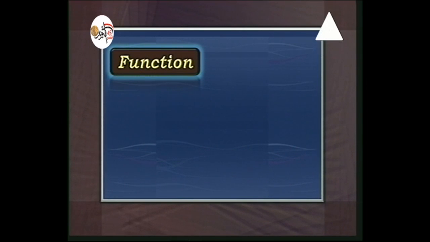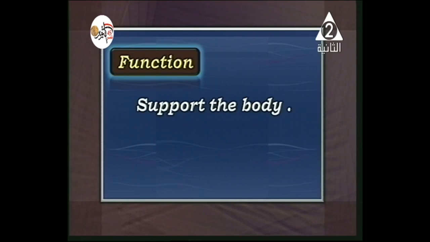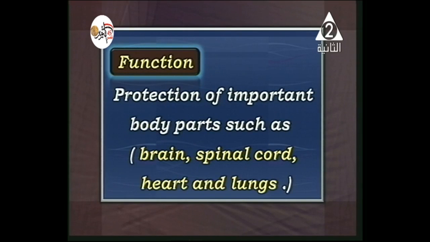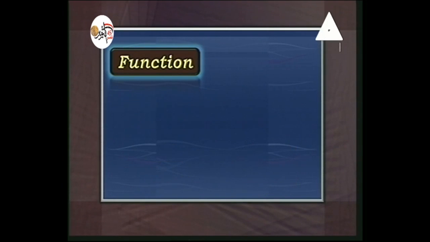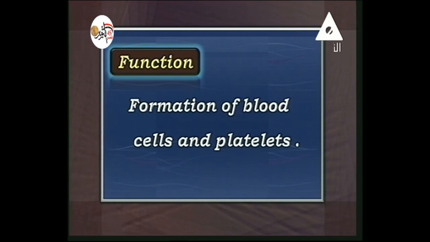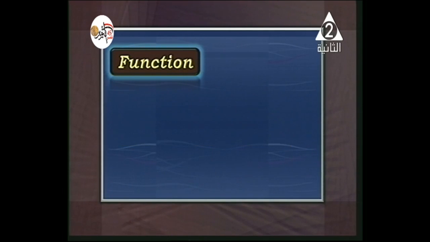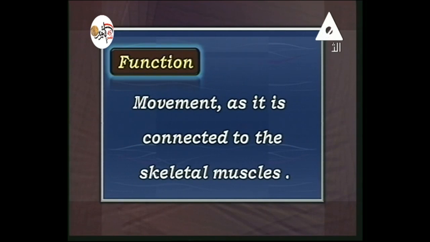Functions of the human skeletal system. We have different functions, such as what? Like supporting the body, and it also gives the body its shape. And what else? Yes, protecting the important organs inside us, like the brain, spinal cord inside the neural canal, and also the heart and lungs inside your thoracic cavity. And also formation of red blood cells, white blood cells, and blood platelets. Yet, the skeleton plays an important role in the mechanism of respiration, in both inhalation and exhalation. And also as it is connected to the skeletal muscles.